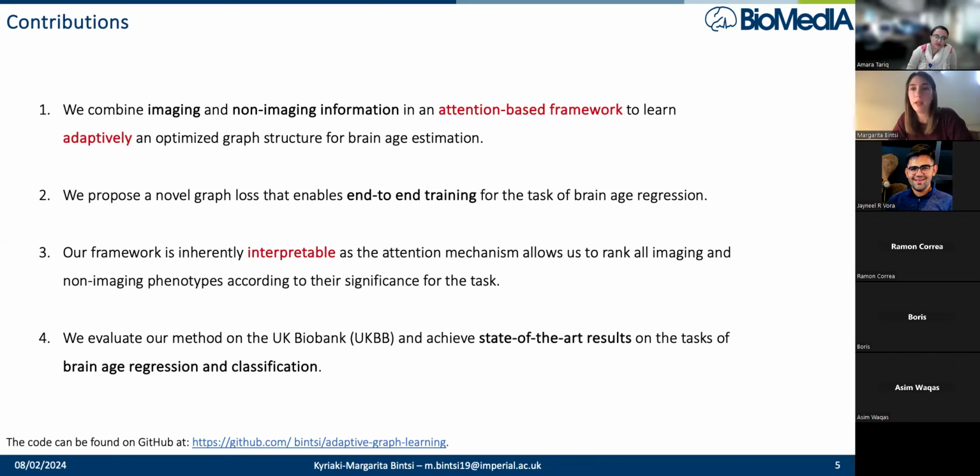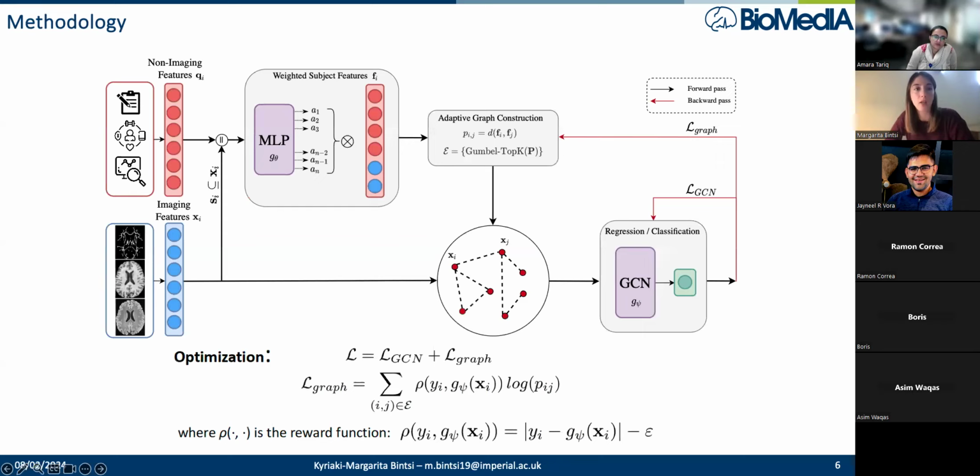We evaluated our model on brain age regression, as we mentioned, but we also tested on brain age classification, which is commonly used in the literature, so we could compare our results. Let's go to how we did this.